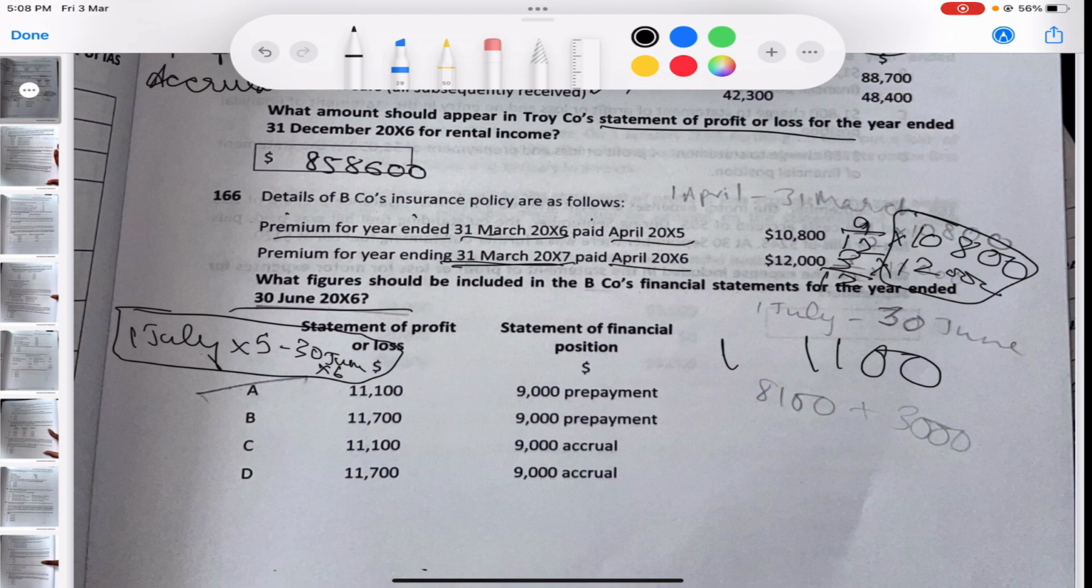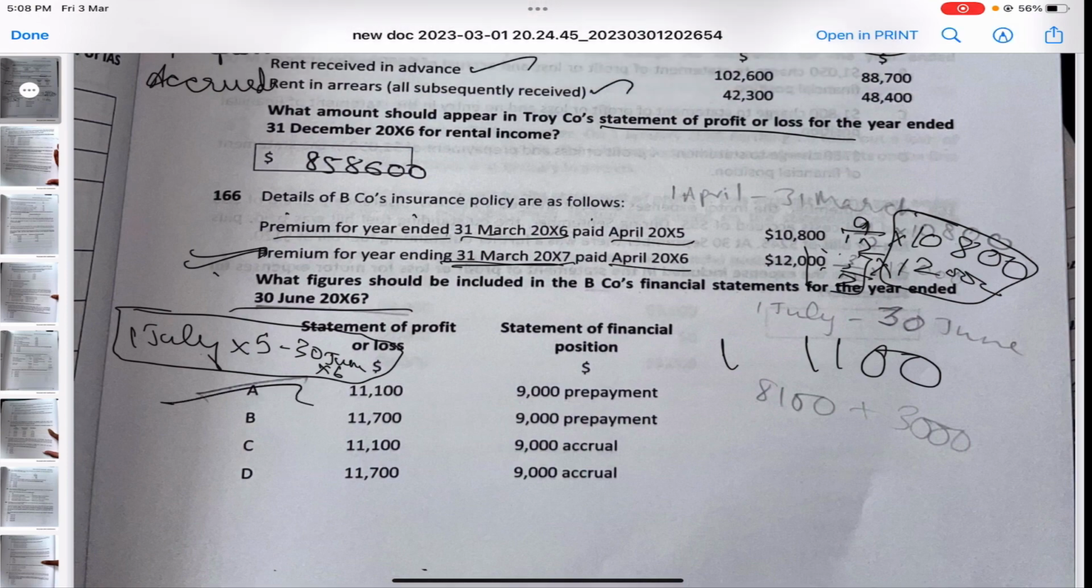This would come to my PNL. Now if you see, only 3 months are being used over here. The rest of the 9 months are basically advance. So the 9 months are my prepayment, right? So 9 by 12 multiplied by 12,000 would give me my A. The answer would be A.